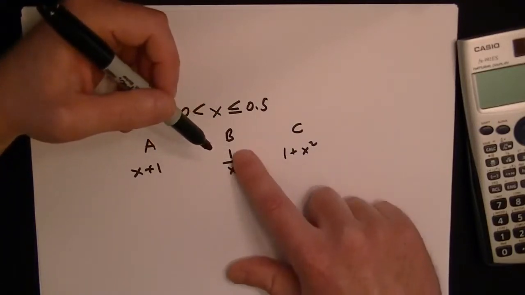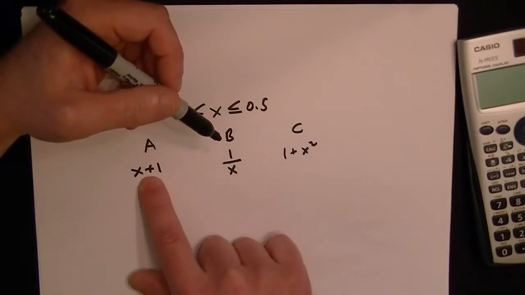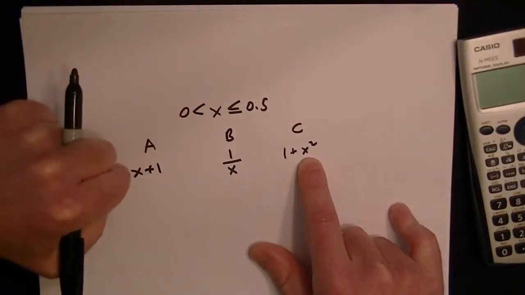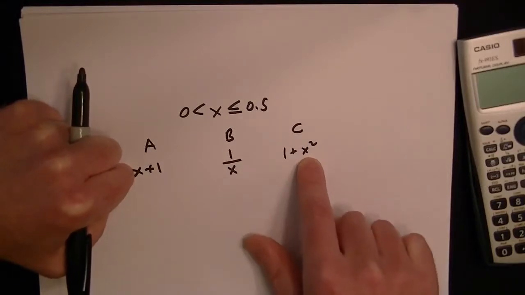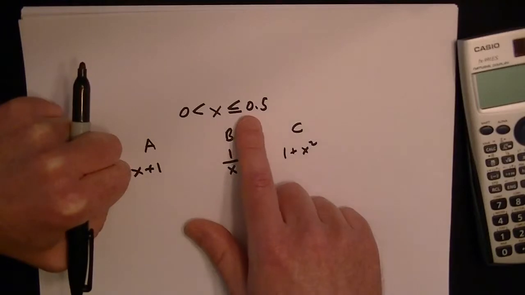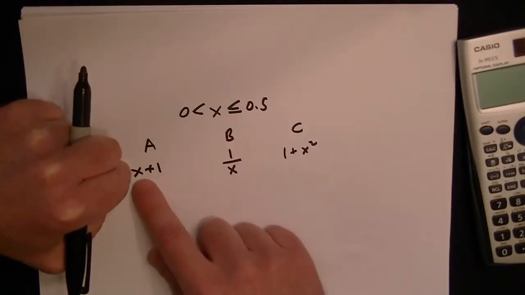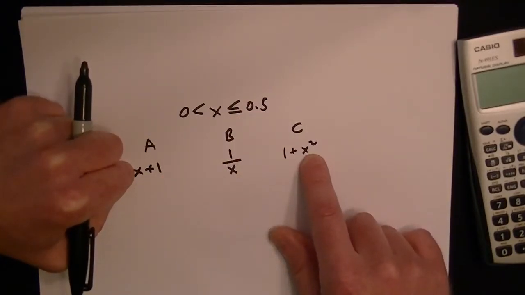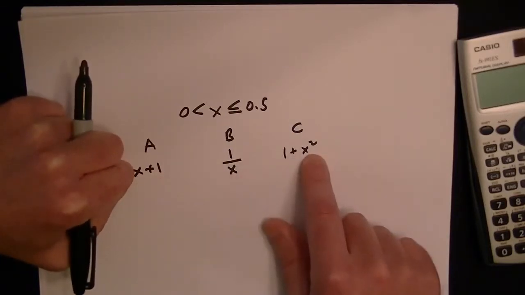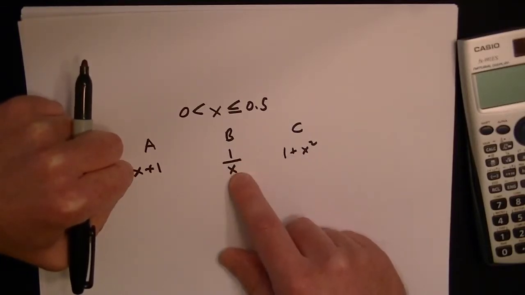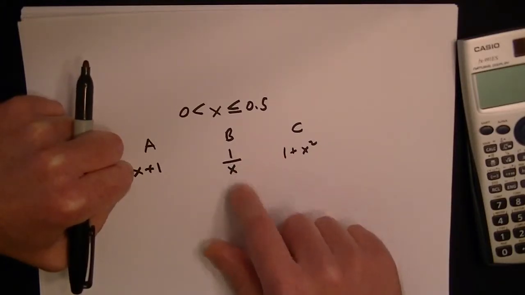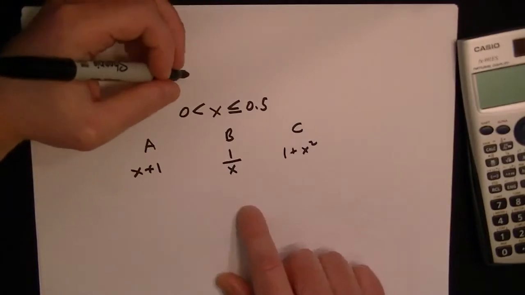So for instance, you've got x plus 1 and 1 plus x squared. Well, you've got a square here and you don't have a square here, so any number that is going to be 0.5 or less, when you square it, it's going to get smaller. So this one's going to give you bigger results than this one, and 1 over a really small number is going to be a really big number, so this one's probably going to give you the biggest kinds of numbers.